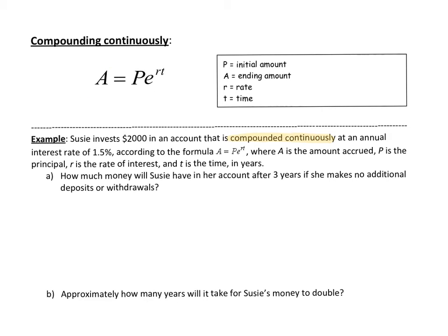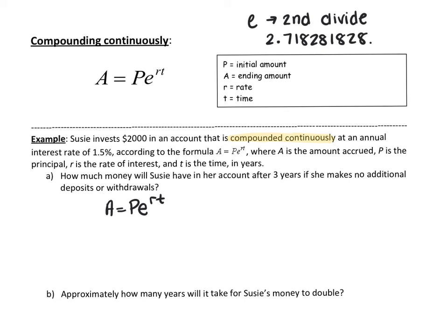Now, let's write it down first and plug in what we know. So A equals P, e to the RT power. Now, E is just a number, kind of like pi. So you can find E in the calculator if you hit second and then the divide button, you'll get E. And then you can hit enter if you'd like to see what it is. It's a number, 2.718281828, and then it kind of stops from there, but it's similar to pi. It's an irrational number that we're going to use in this formula.